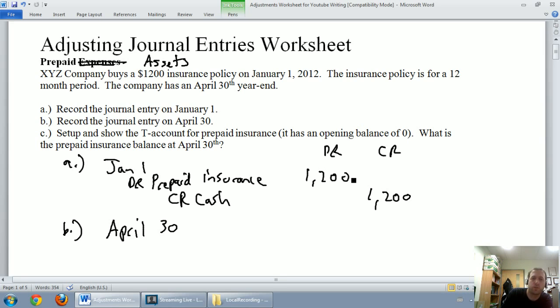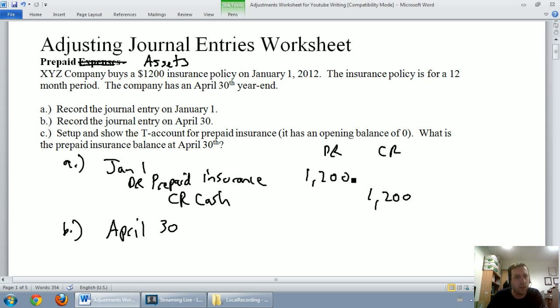If I bought $1,200 worth of insurance on January 1st, some of it has expired by April 30th. Some of it has run out. How much insurance has run out exactly? Well, January, February, March, April are all done. That 4 months of insurance is burned up. It's gone and it's not coming back. Because it's gone and it's not coming back, that makes it an expense. When we can still get money back for our insurance, or we still have a future benefit from our insurance, it's still an asset. But those 4 months that have elapsed, that means it's an expense.